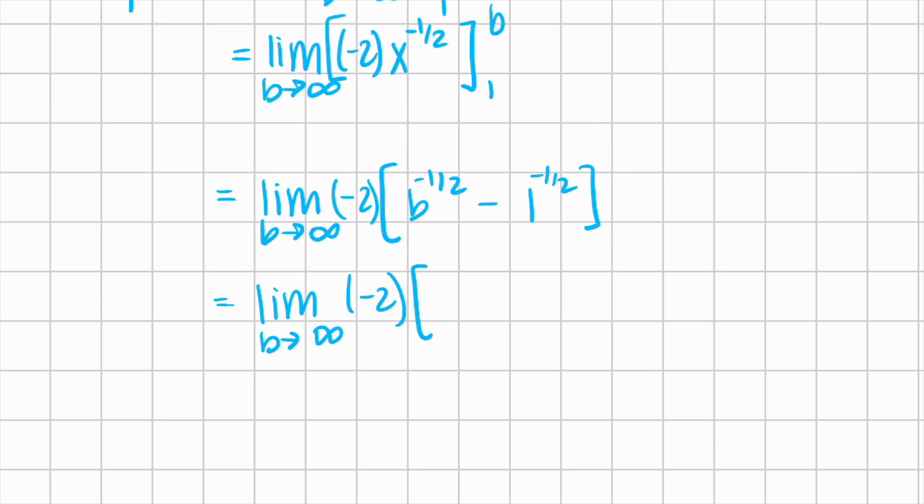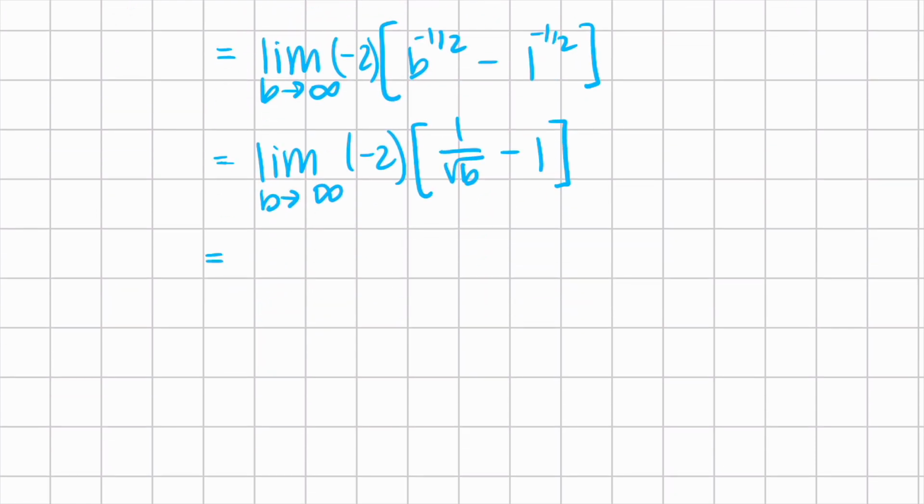All right, now let's make this a little bit simpler. This is the same thing as 1 over the square root of b. Minus 1 to the negative 1/2 is just 1. For our limit, I'm going to bring the negative 2 out front, in case that makes a little bit more sense for everybody.